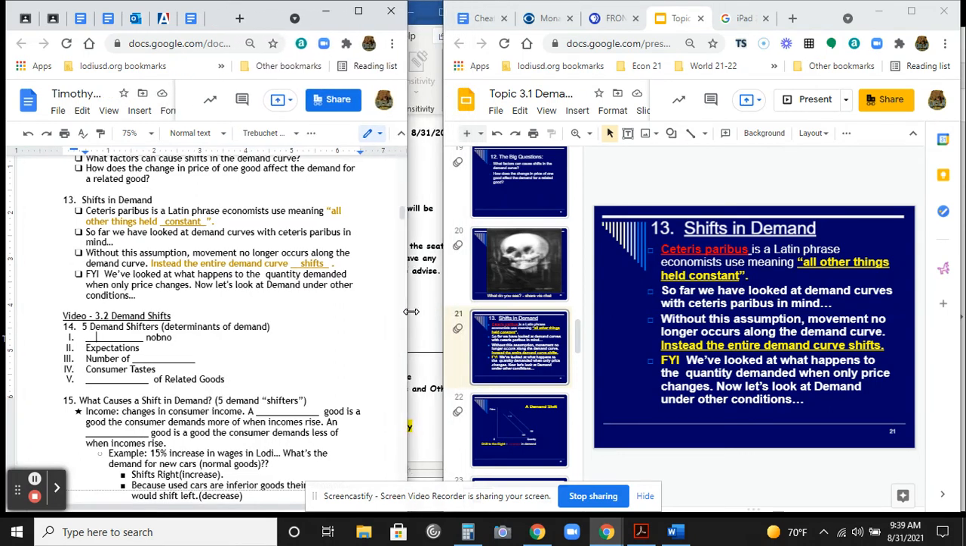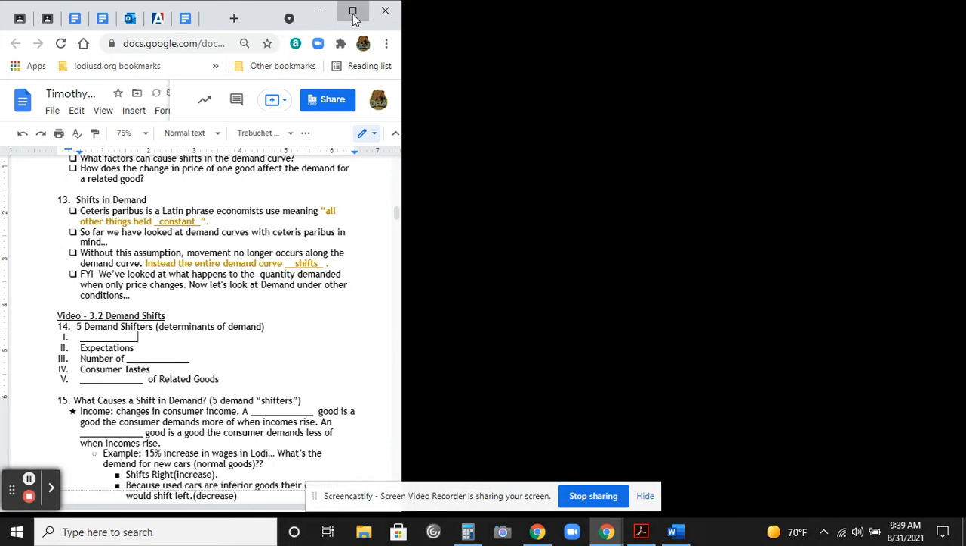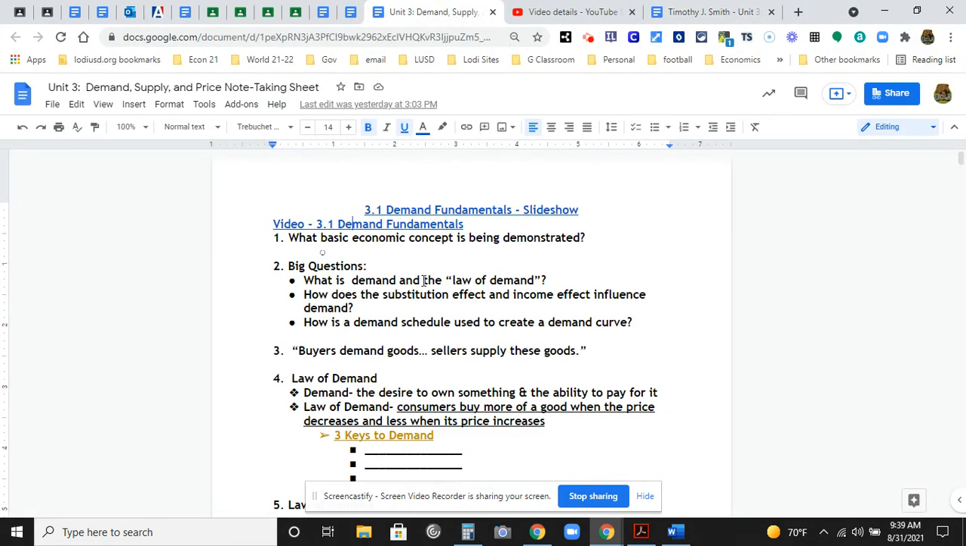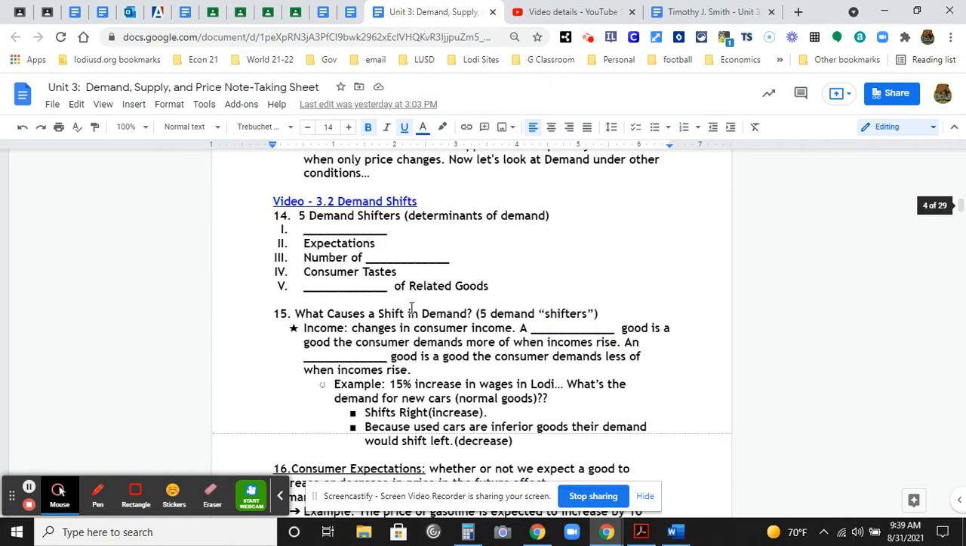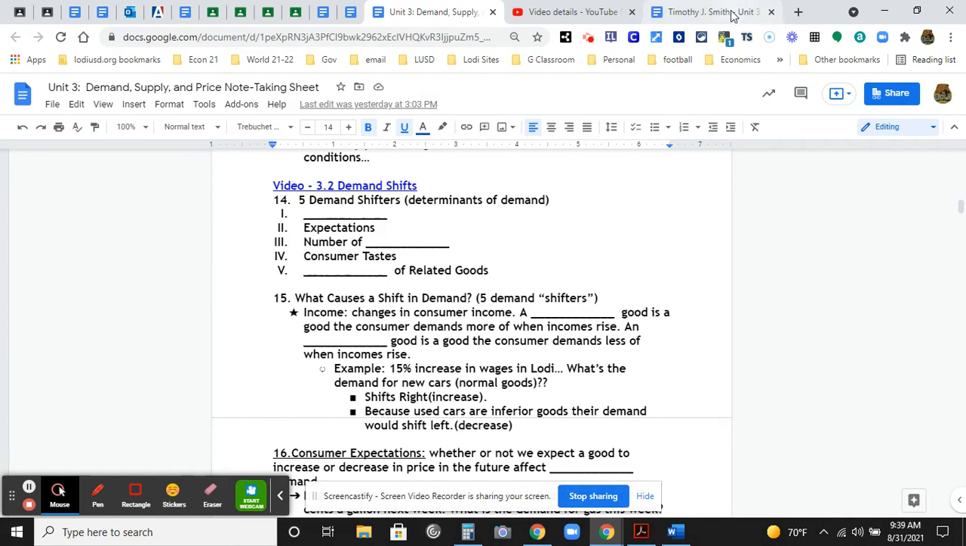We're going to be focusing on what causes demand shifts, and we're going to look at the relationship between demand shifters.